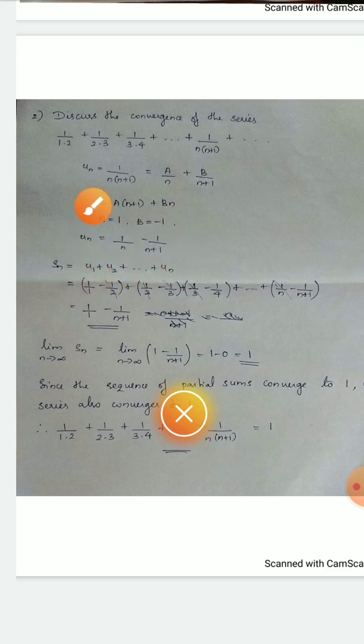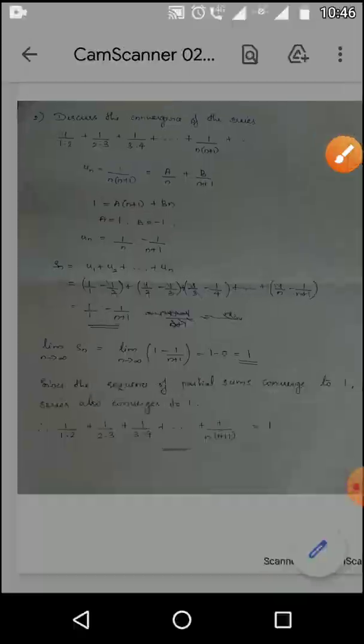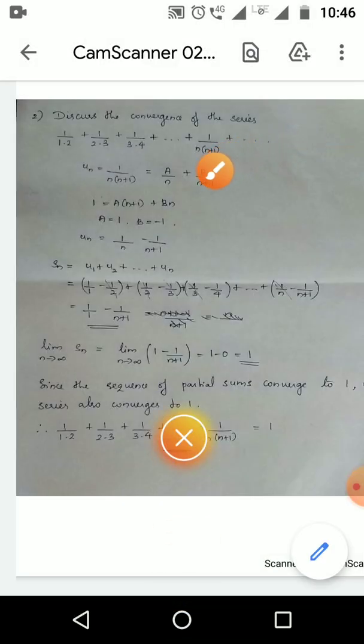So this is an infinite series. In order to find the convergence of the series, we have to check whether the sequence of partial sums Sn is convergent or not. We have to find the limit as n tends to infinity of Sn. So Sn is u1 plus u2 plus etc. plus un. Each term un can be written as 1 by n minus 1 by n plus 1.